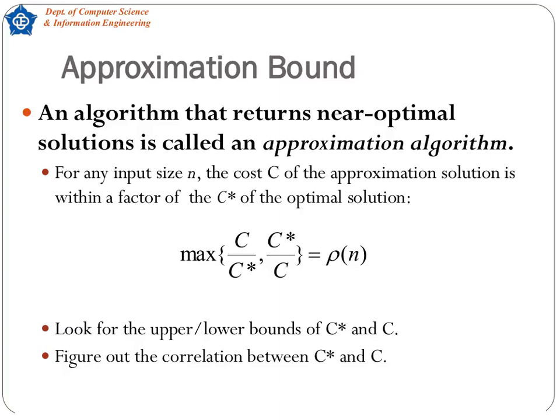To establish useful guarantees, we then derive tight upper and lower bounds on both C and C* and analyze how these bounds relate. By doing so, we can confidently state how well our approximation algorithm performs across all possible inputs.